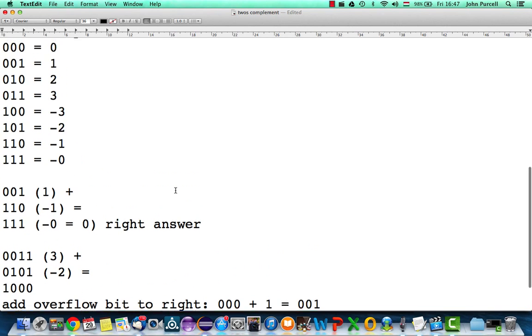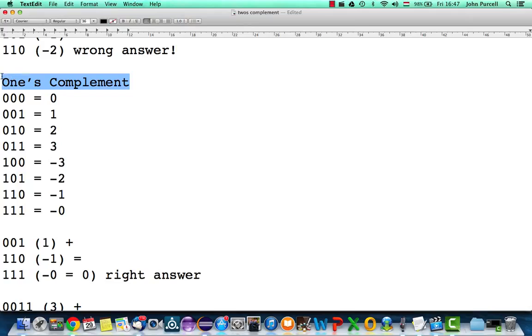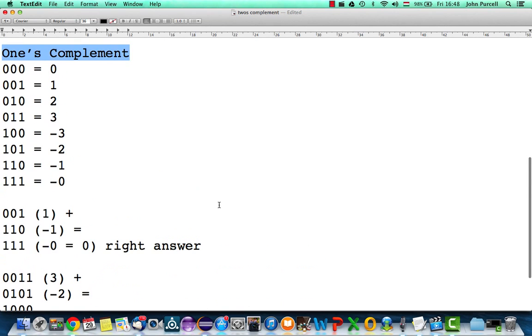And that's why we don't use 1's complement in modern desktop computers. What we use is a system called 2's complement. So let's take a look at 2's complement.